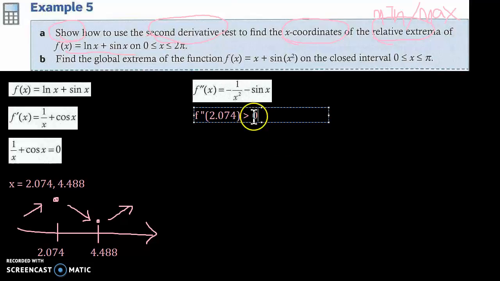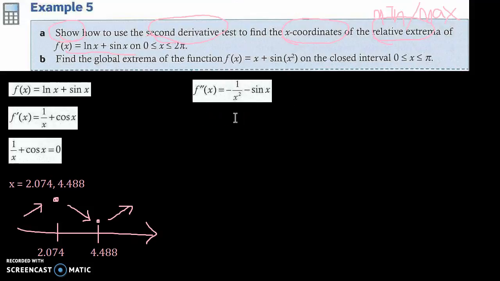So when my x value is 2.074, I put that in my second derivative expression. If I get a positive value, that means it's concave up, and this extrema is a minimum. If I substitute 2.074 in this expression and I get a negative value, that means the graph is concaving down, and that extrema is a maximum point. So we just have to test it.